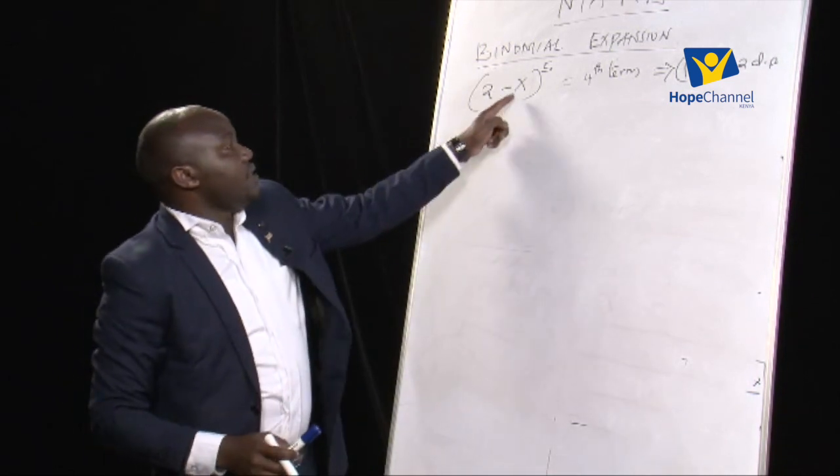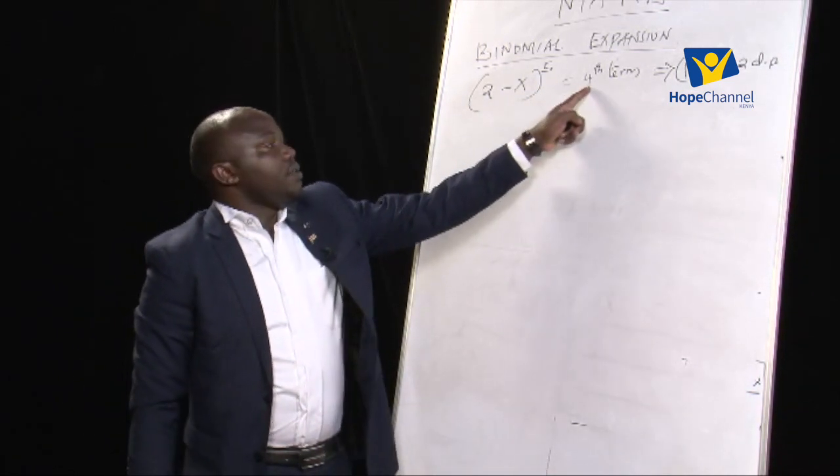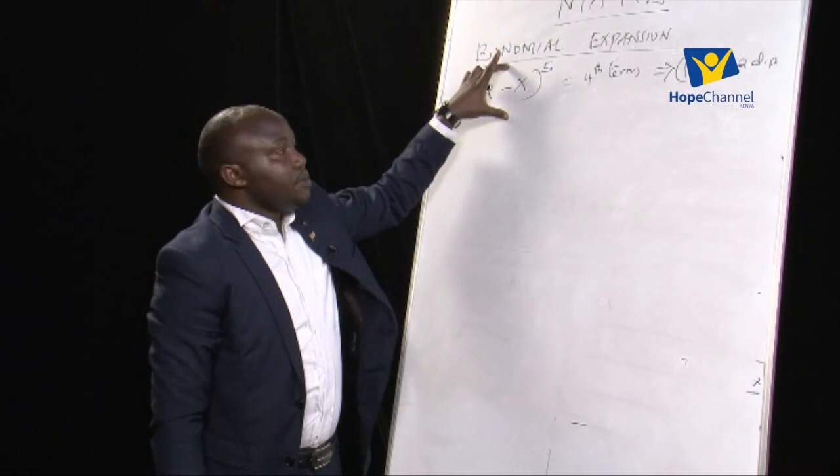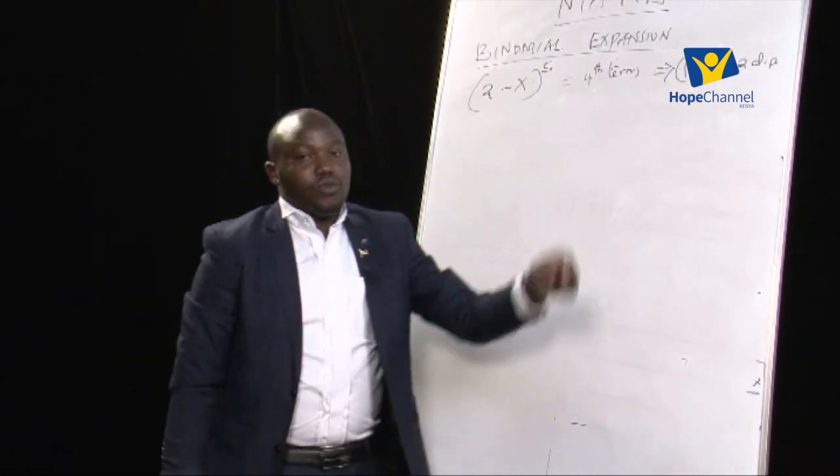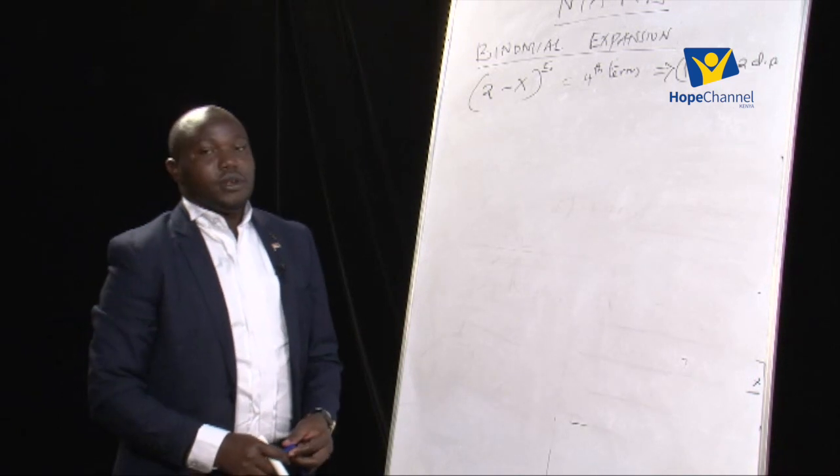Expand 2x minus 5 to the power 5 to the fourth term. Use your expanded expressions to solve for 1.85 power 5 to 2 decimal places, and let us know your feedback as soon as you finish.